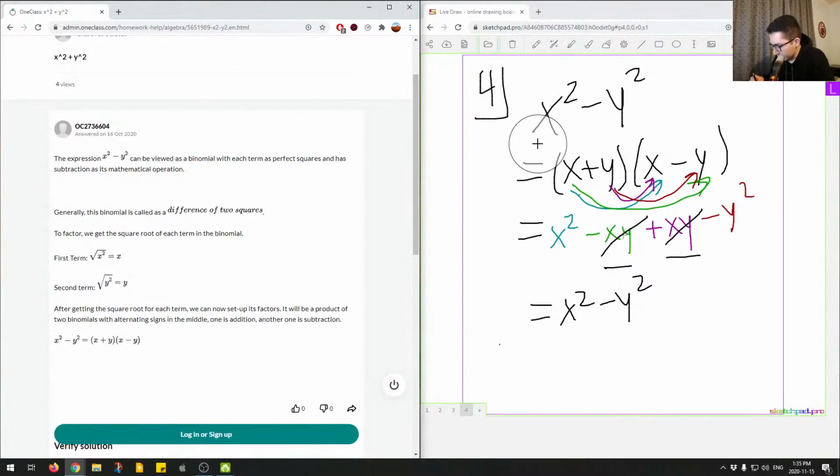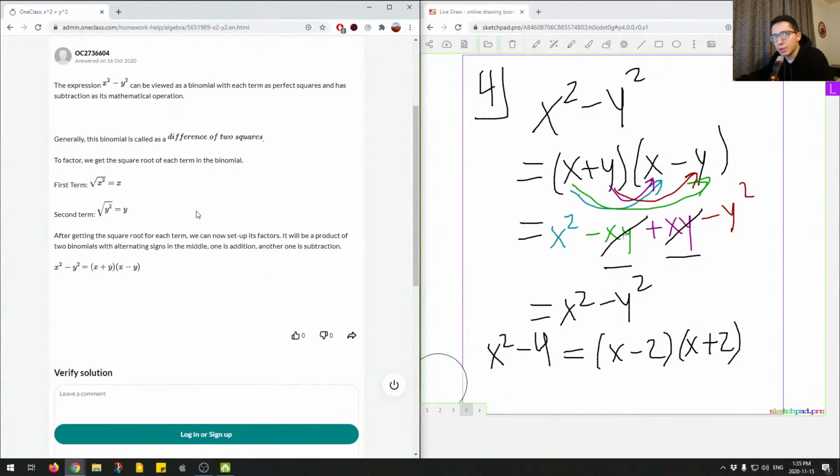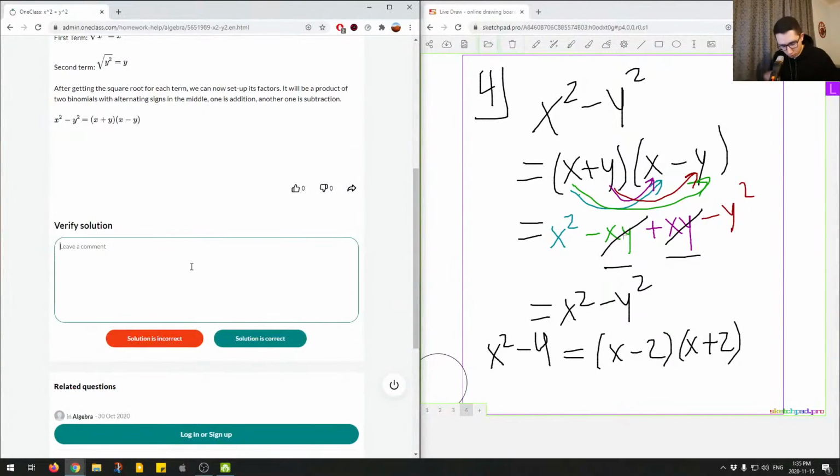So another example you could think of is x squared minus 4. So square root of 4 is 2. Square root of x squared is x. So this ends up being x minus 2, x plus 2. So same idea, difference of squares, and we end up with the same solution as indicated by the junior tutor. Alright, so we'll mark this as correct. So correct answer. Great job. And we'll move on to the next question.